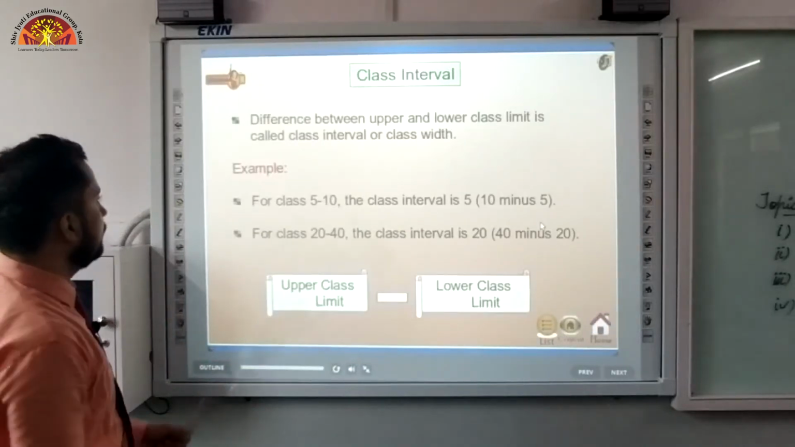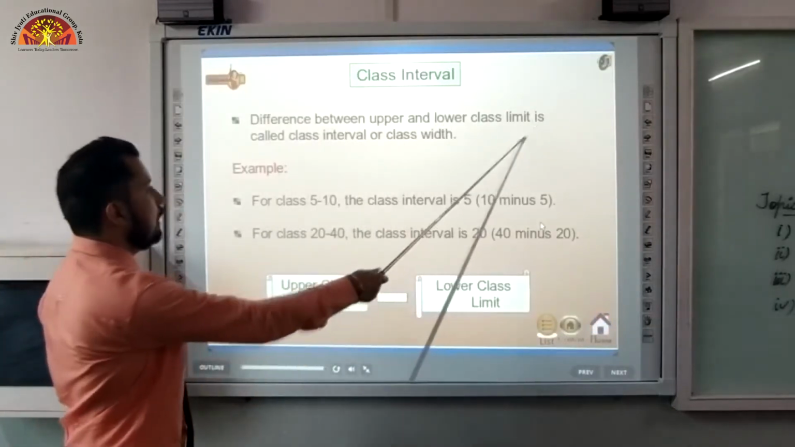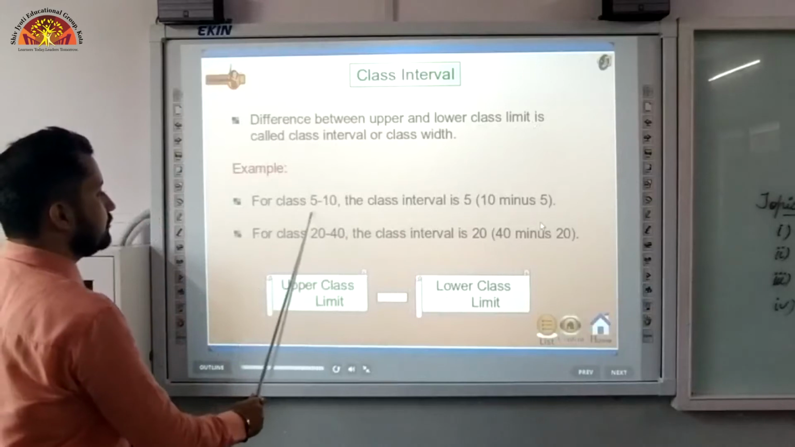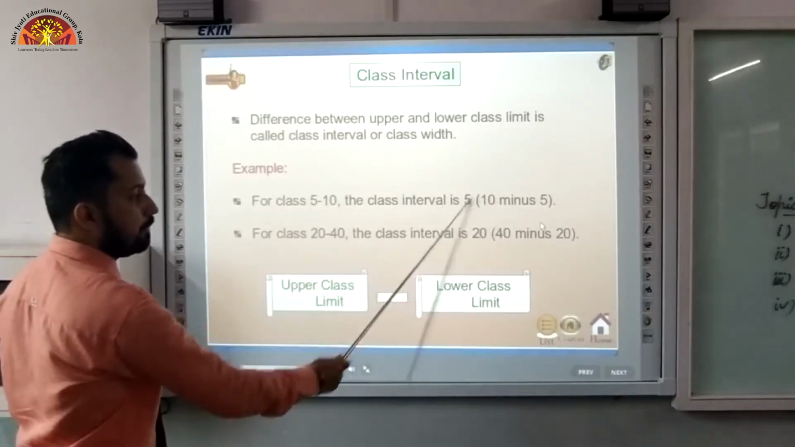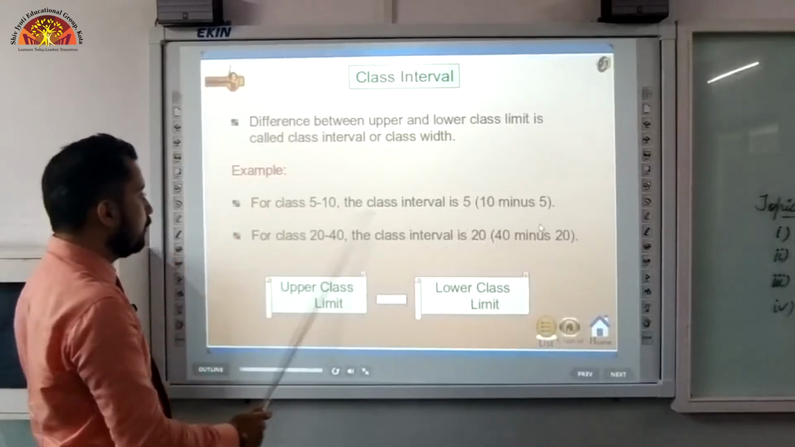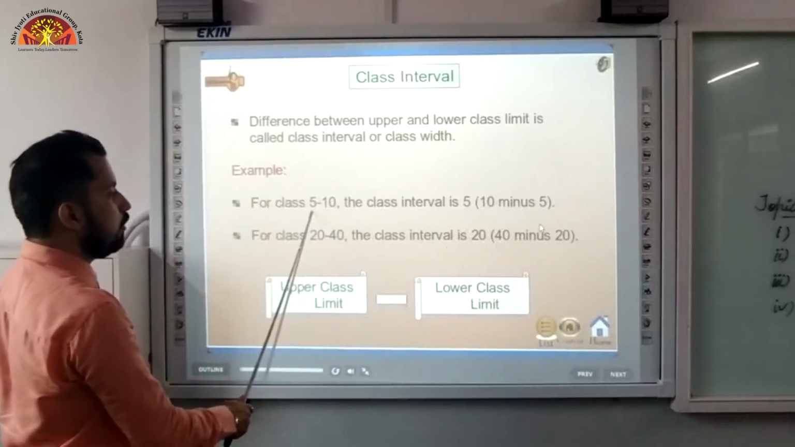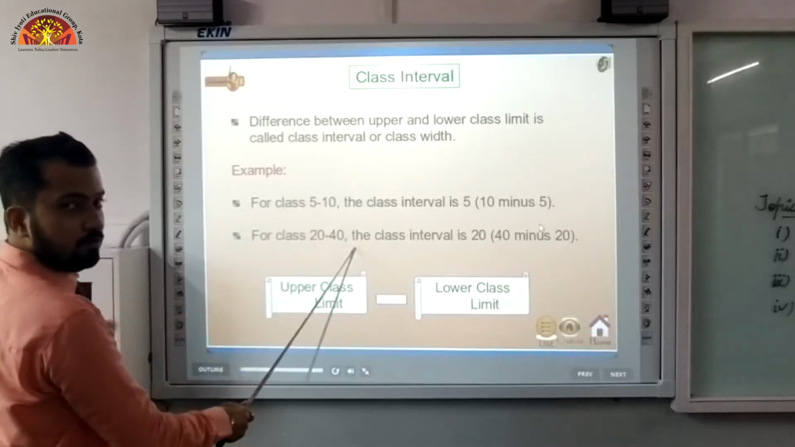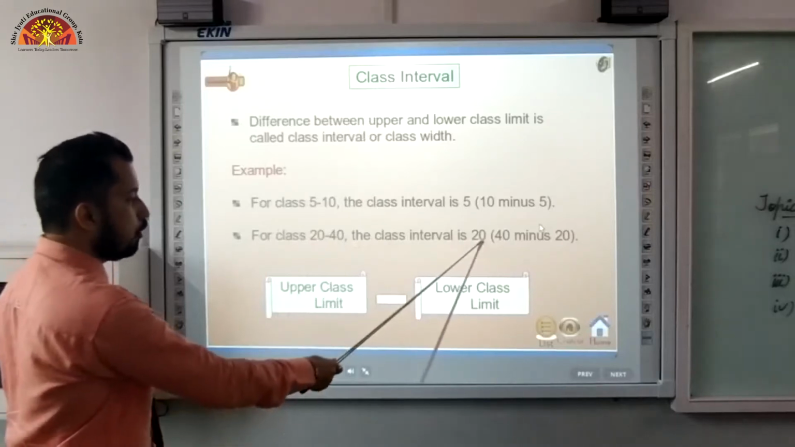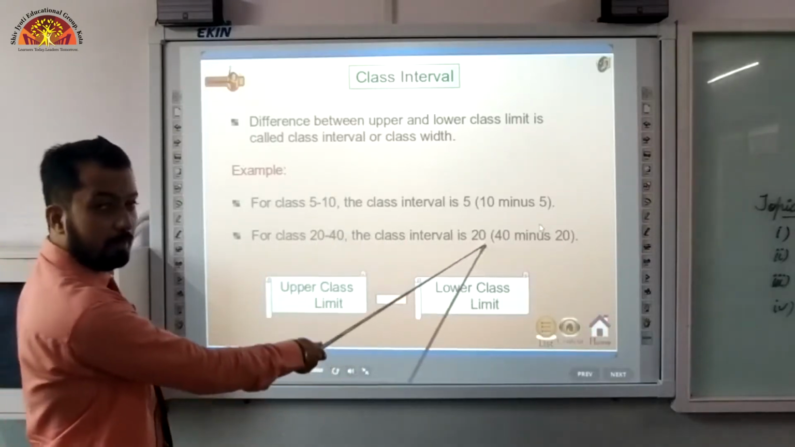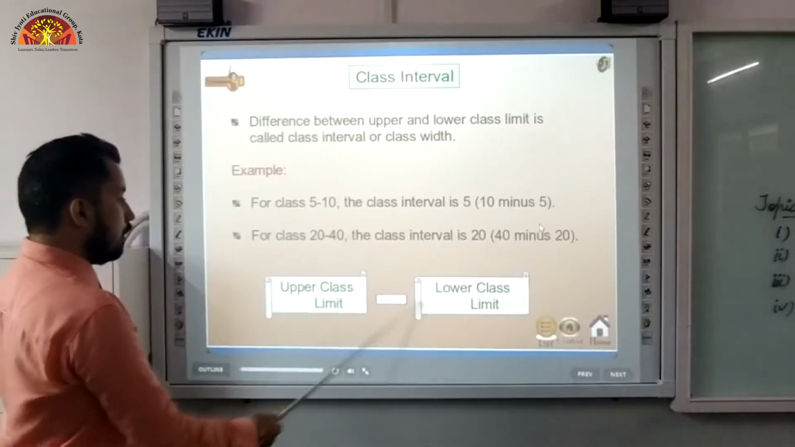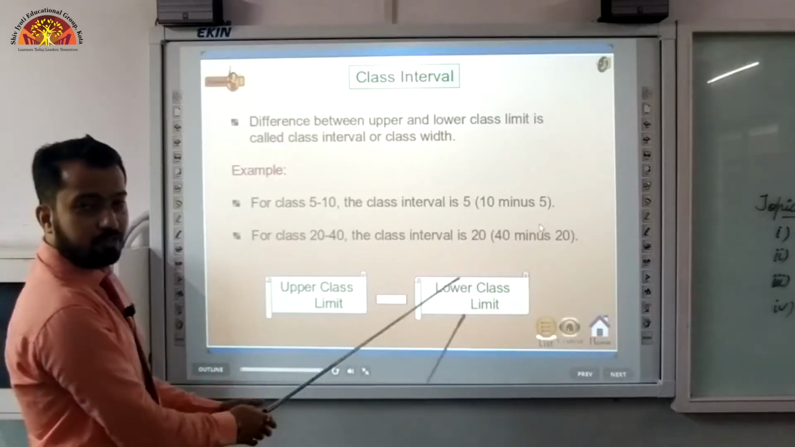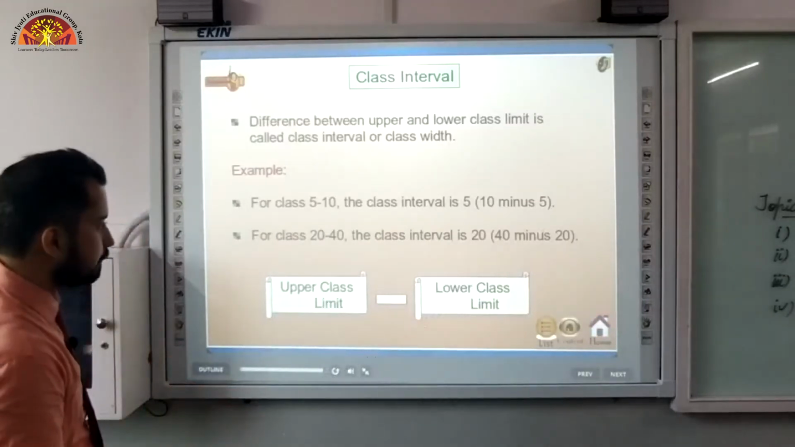Next is class interval, the difference between upper and lower class limit, also called class width. As you can see, the class is 5 to 10, so the interval is 10 minus 5. I have already told you that here you have to subtract L1 from L2. So this will be known as class interval. Again here it is 20 to 40, so the class interval will be 20, because 40 minus 20 gives 20. Now these two things I have already told you, upper class limit and lower class limit. You must know about all these things, right?